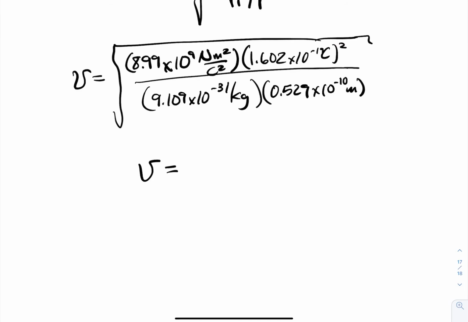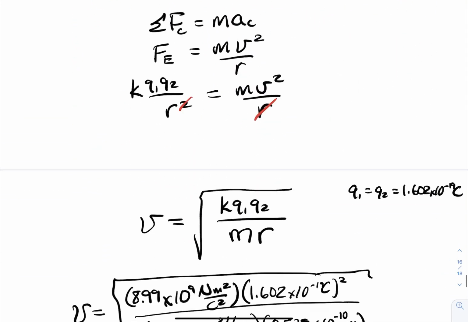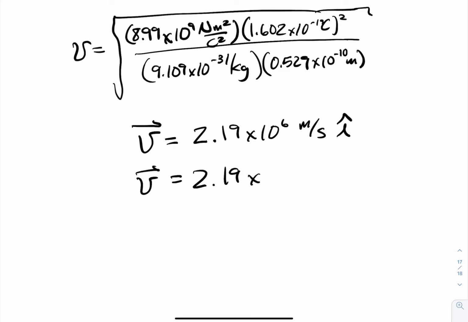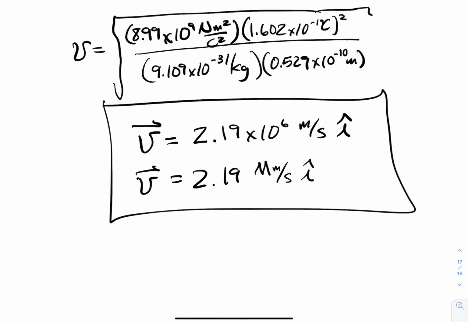V is equal to, now V is a velocity, which is in fact a vector. So we want to write this as a vector. I chose it to be in the x direction, so it's not really going to add much to our answer. If you calculate this all out, I think you should get 2.19 times 10 to the 6 meters per second in the x direction. We could write this as 2.19 mega meters per second in the x direction. I like that.